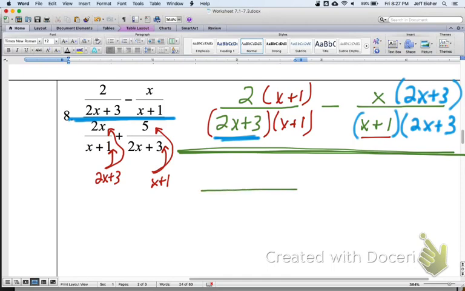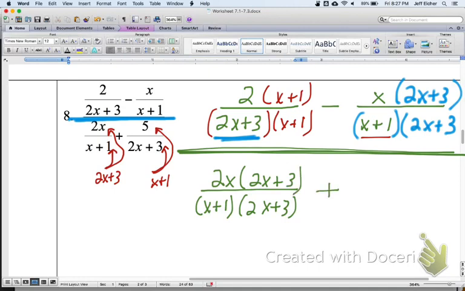We would have the x plus 1 that was there times the 2x plus 3. And we have a 2x that was there to begin with. And we're multiplying by the 2x plus 3. And then plus 5 times x plus 1 over the 2x plus 3 times x plus 1.